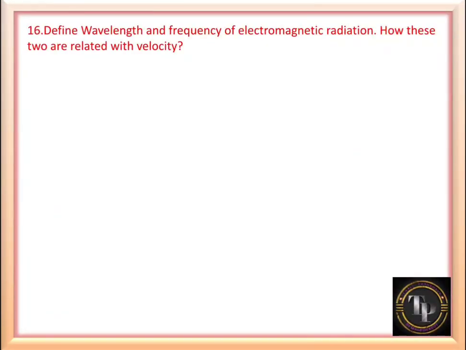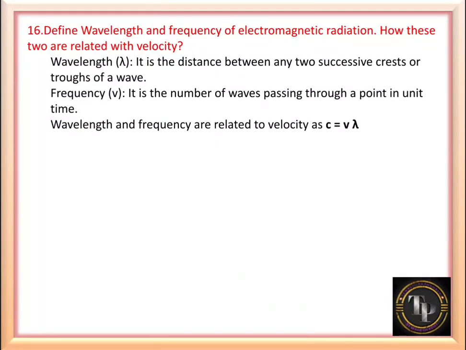Define wavelength and frequency of electromagnetic radiations. How are these two related with velocity? See guys, wavelength is the distance between any two successive crests or troughs of the wave, denoted by lambda. And frequency is the number of waves passing through a point in a unit time, denoted by nu. Wavelength and frequency are related by the velocity.